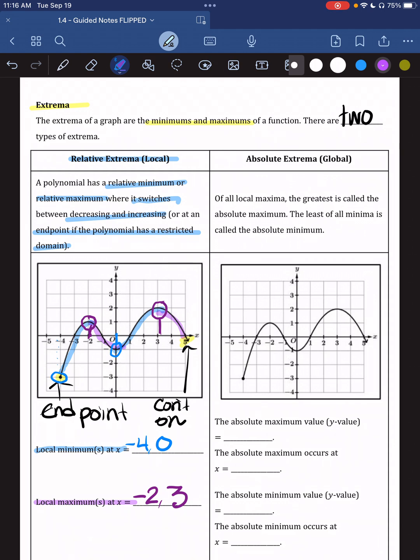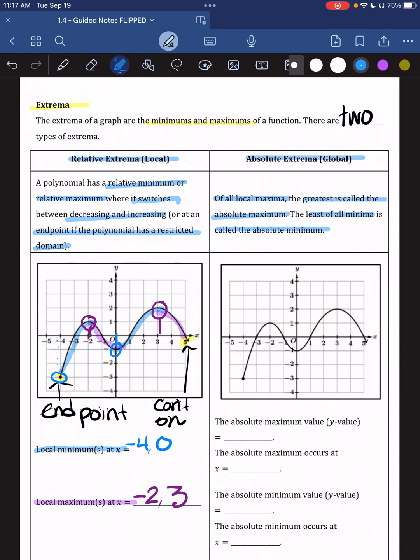Now let's look at the other type of extrema. They're called absolute or global. Again, it's important to realize that this terminology is interchangeable. Now what we have to realize is that for all the local maximums, the greatest one would be our absolute maximum. And for all the minimums, the lowest is the absolute minimum. Whatever is the lowest of the low or the highest of the high, if you will.